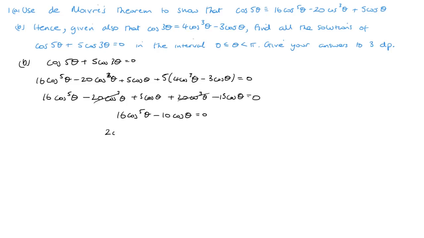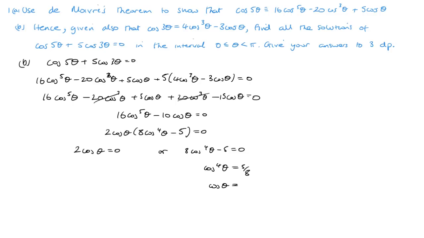So factorising out 2 cos theta gives me 8 cos to the 4 theta minus 5 equals 0. So either 2 cos theta equals 0 or 8 cos to the power 4 theta minus 5 equals 0. So this would be cos to the power 4 theta equals 5 over 8. Cos theta equals plus or minus the 4th root of 5 over 8.